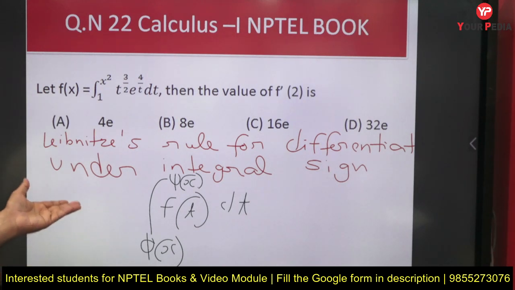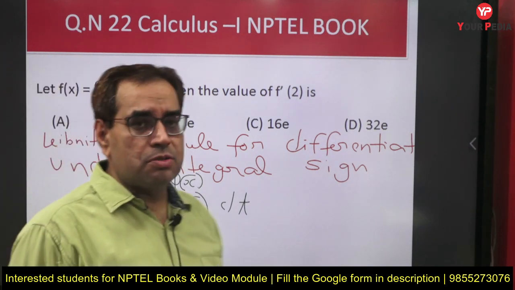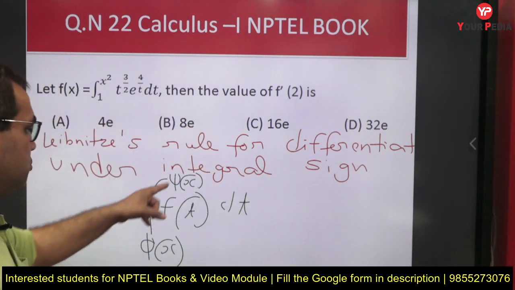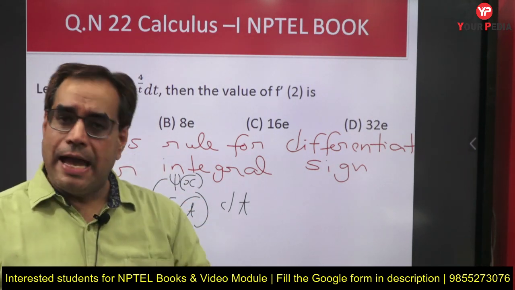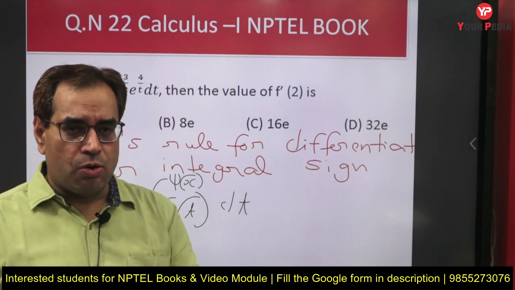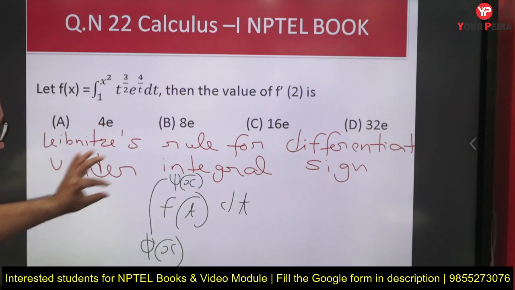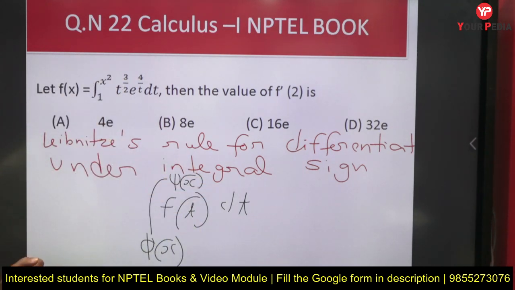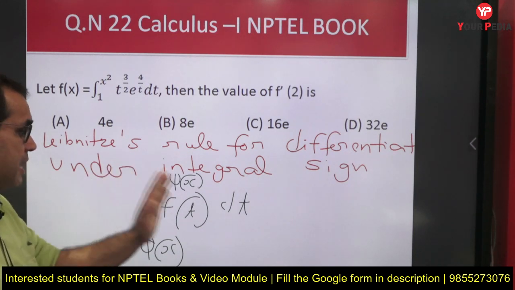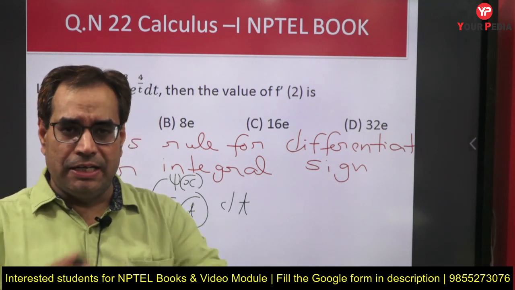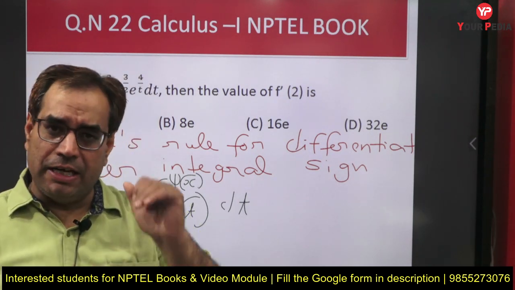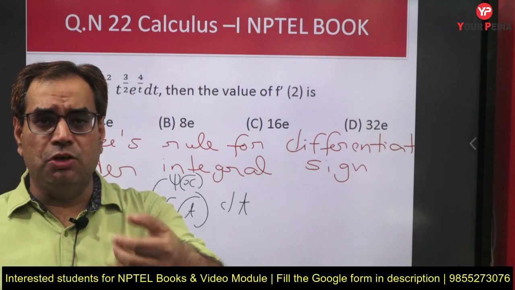Now we can see that since the limits are in terms of x, the final integral will be in terms of x. So finally this is one function of x, we may also call it g(x), suppose g(x) equals this. Now we want to differentiate this with respect to x. Since the final integral is a function of x, we can differentiate it with respect to x.